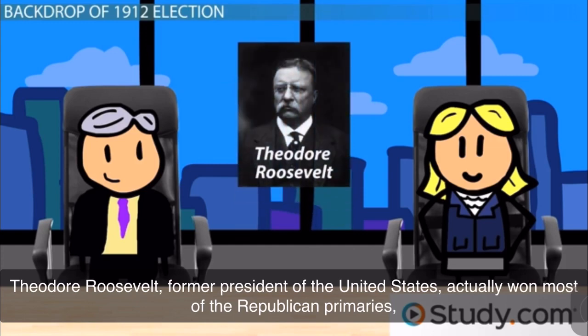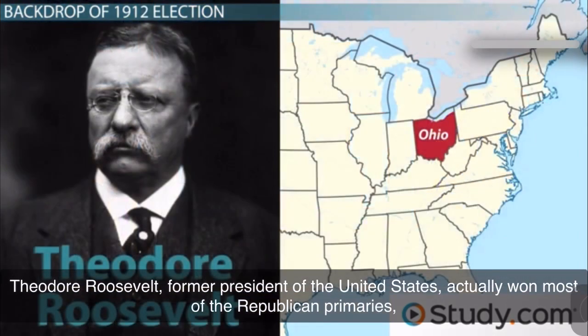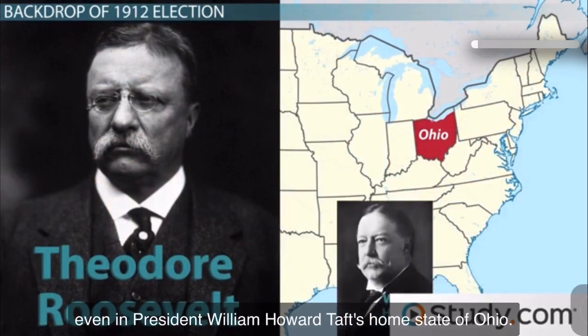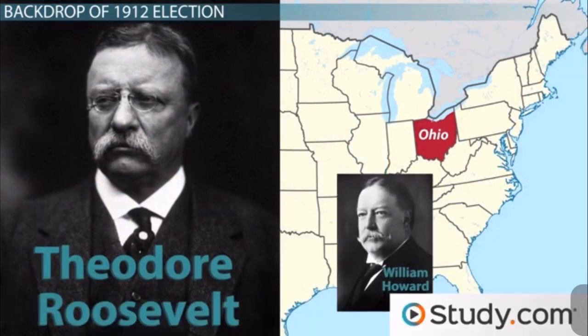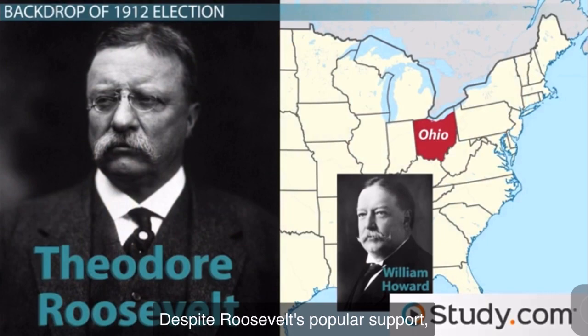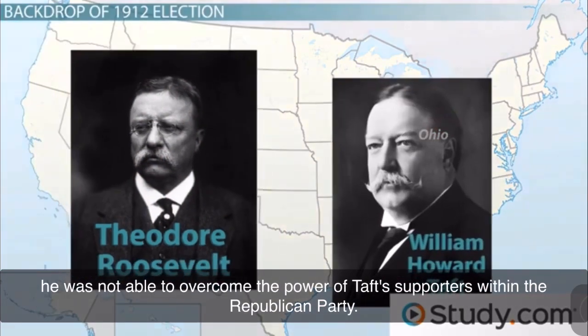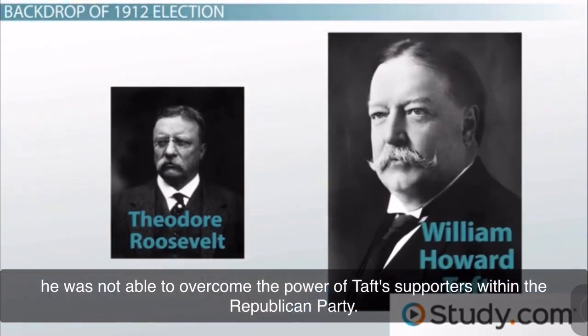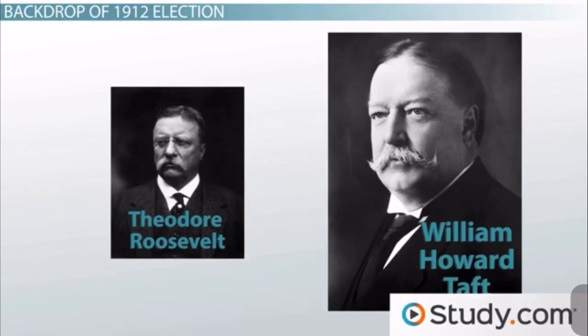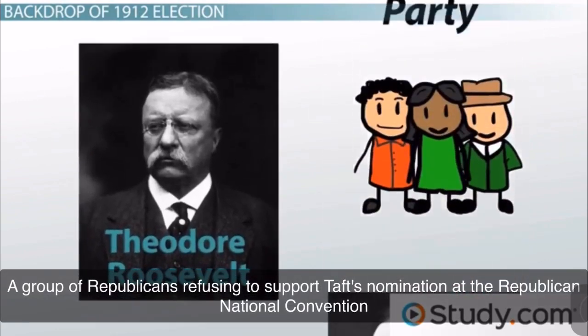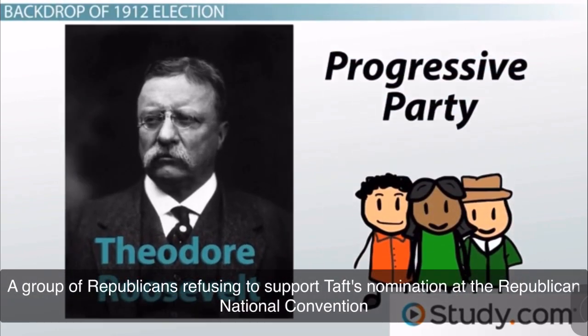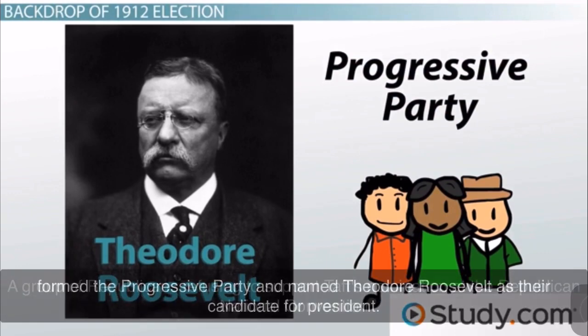Theodore Roosevelt, former President of the United States, actually won most of the Republican primaries, even in President William Howard Taft's home state of Ohio. Despite Roosevelt's popular support, he was not able to overcome the power of Taft's supporters within the Republican Party. A group of Republicans refusing to support Taft's nomination at the Republican National Convention formed the Progressive Party and named Theodore Roosevelt as their candidate for president.